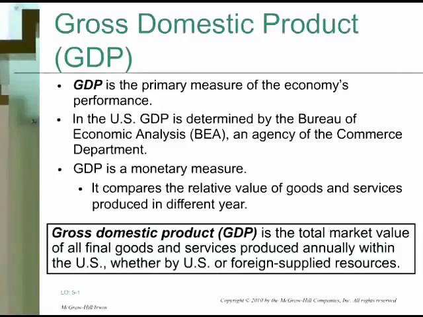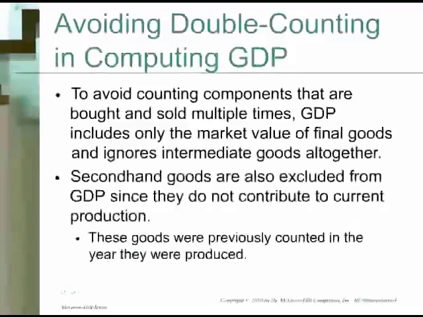GDP is a monetary measure. It compares the relative value of goods and services produced in different years. To avoid counting components that are bought and sold multiple times, GDP includes only the market value of final goods and ignores intermediate goods altogether. Second-hand goods are also excluded from GDP, since they do not contribute to current production. These goods were previously counted in the year they were produced.